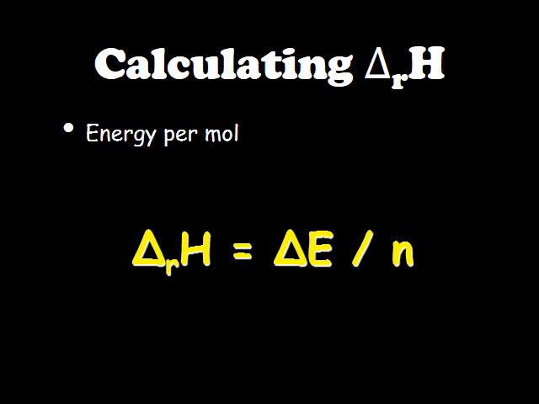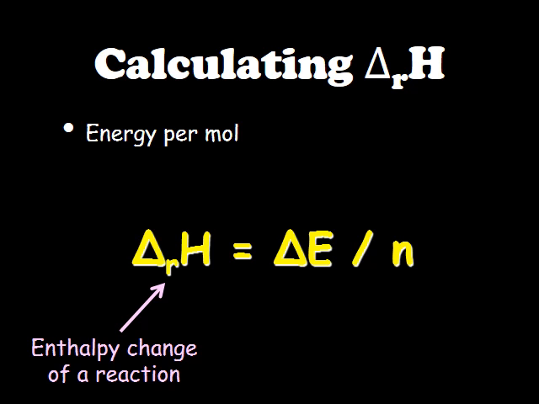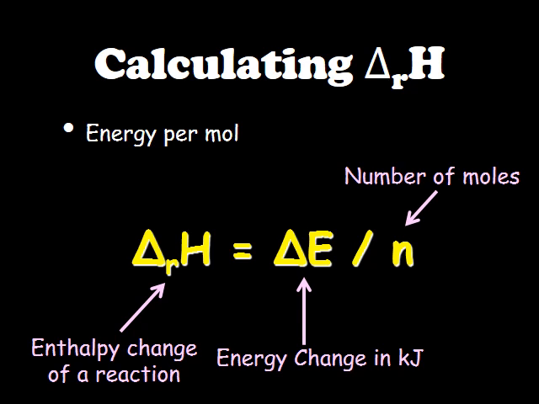So how do we calculate this enthalpy of reaction, or change in enthalpy of reaction, or energy per mole? Well, the equation we use is going to be the change of enthalpy of reaction is going to be the change in energy per mole. ΔrH is the enthalpy change of reaction, ΔE is going to be the energy change in kilojoules, and the number of moles is n.